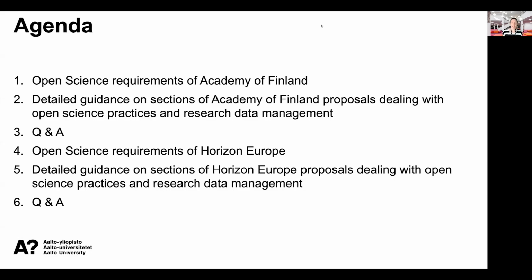Our agenda today consists of two parts. We will talk about the open science requirements of two major research funders, namely Academy of Finland and Horizon Europe, and how these requirements can be considered in research proposals. We'll start with the Academy of Finland and continue to Horizon Europe. And after each section, we will have a short Q&A.